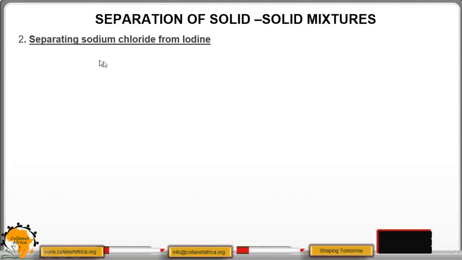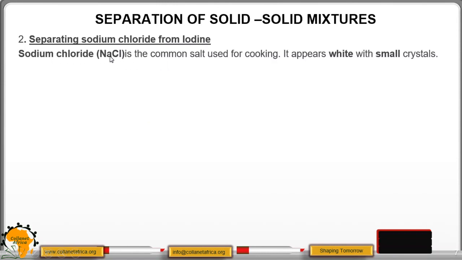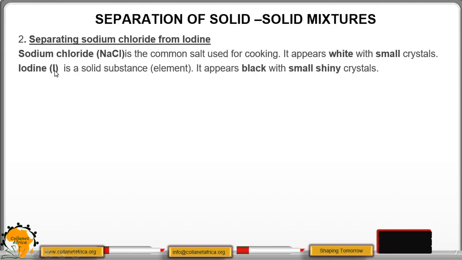Separation of solids, we continue. Separation of sodium chloride from iodine. Sodium chloride, written as NaCl, which is the chemical formula, is a common salt used for cooking. It appears white with small crystals. Then iodine, with the chemical symbol I, is a solid element. It appears as black, small, shiny crystals.